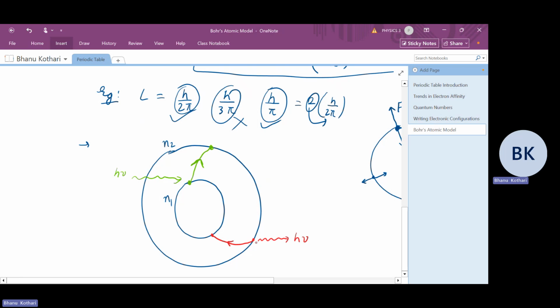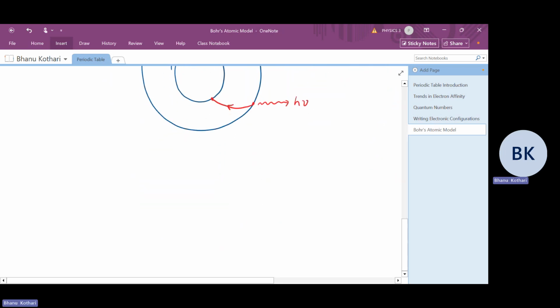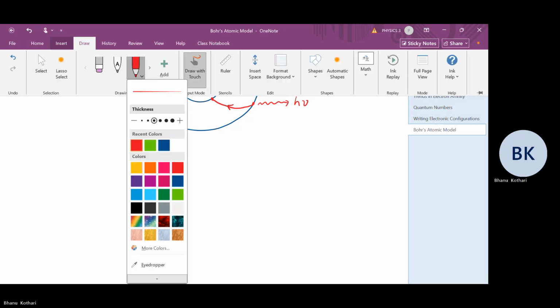So in this case, when the electron is moving from higher orbit to lower orbit, there is a decrease in energy, and that amount of energy will be released in the form of a photon. And when the electron wants to go from a lower energy level to a higher energy level, then it will need to absorb this amount of energy, which is the energy difference between the two orbits. So this also gives us the Bohr's frequency condition.